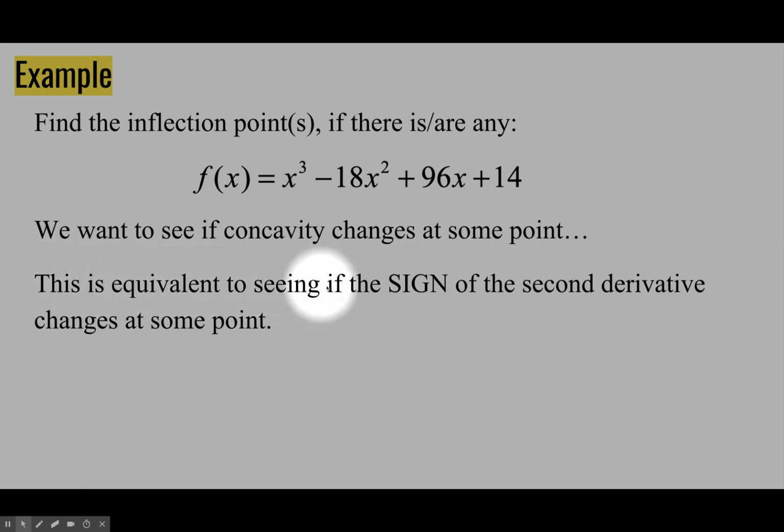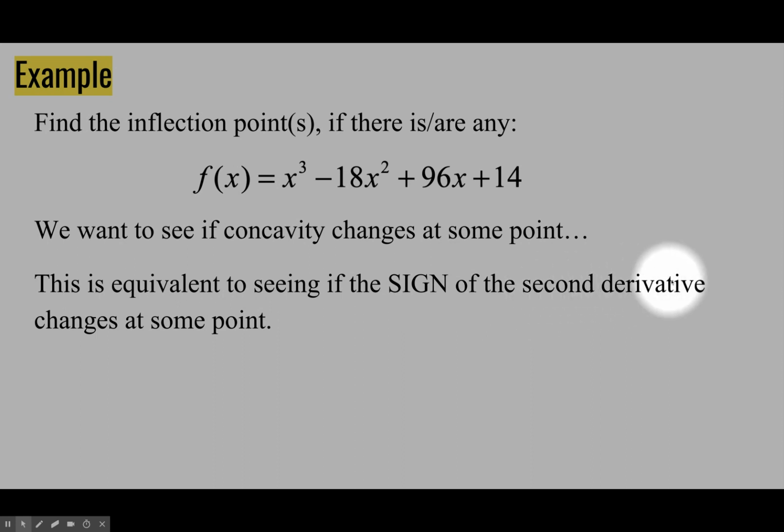This is equivalent to seeing if the sign of the second derivative changes at some point. Remember, the second derivative tells us about concavity. If the second derivative is positive, then the graph is concave up at that point. If the second derivative is negative at a particular point, then the graph is concave down at that point. So if we can check any points where the sign of the second derivative changes, we can potentially determine whether or not we have an inflection point.